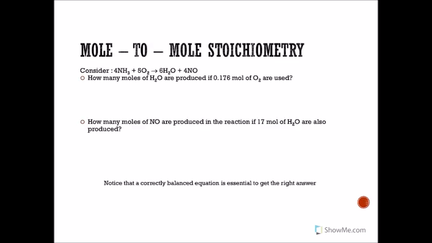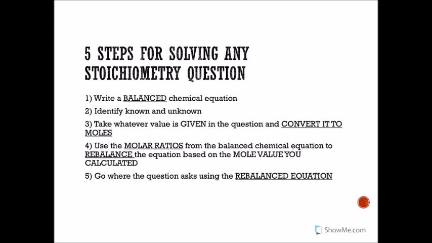What do these questions look like? If we consider our reaction there, 4 ammonia plus 5 oxygens yields water plus nitrogen monoxide. It says how many moles of water are produced if 0.176 moles of oxygen are used. So our first step is writing a balanced chemical equation, and then we identify the known and the unknown.